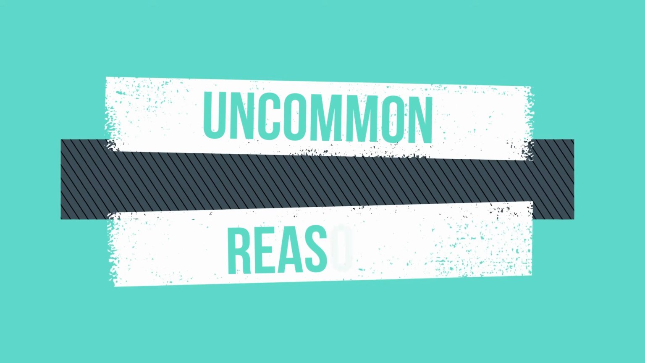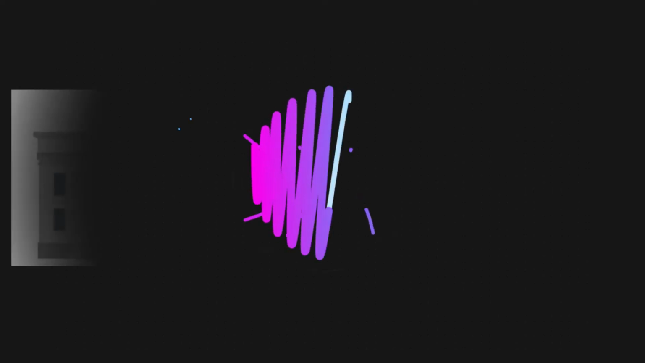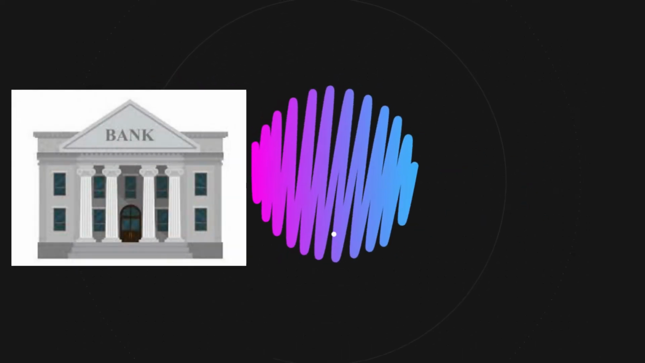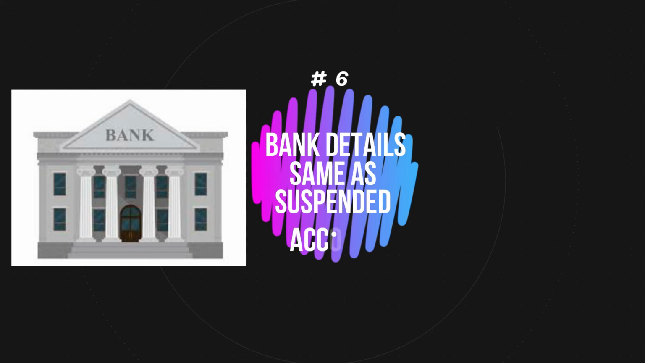So now let's move towards the uncommon ones. The most common one that I have noticed is to attach a billing or payment method that was attached to your previous account that was suspended. So make sure you attach new bank accounts which were not previously attached to any suspended account.